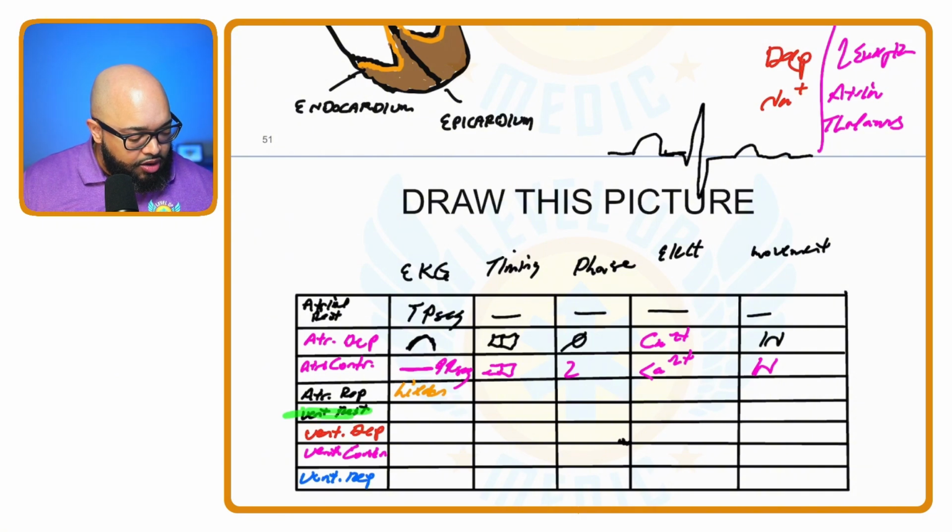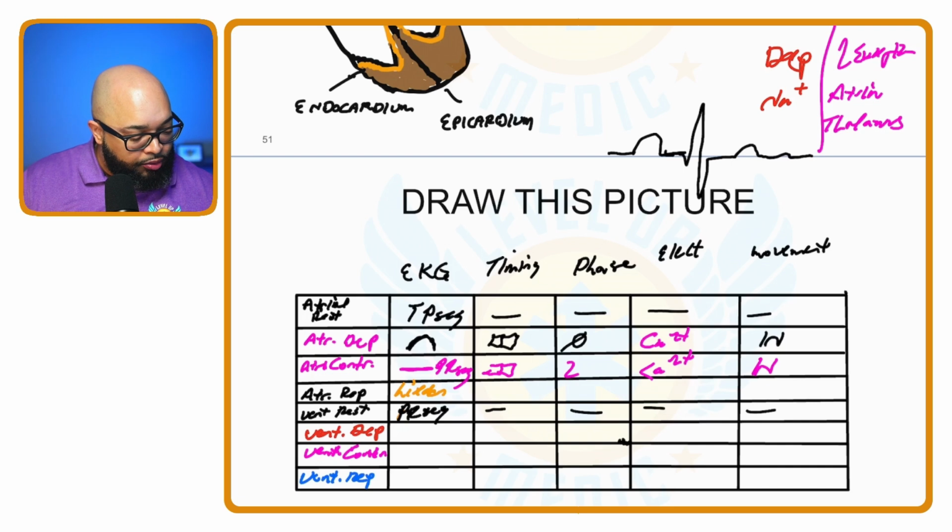Ventricular rest. Well, ventricular rest happens to be the same period as atrial contraction, which is the PR segment. Let's change that to black. So that's going to be the PR segment. Okay. It's at rest, so we're not worried about anything happening there because it's at rest.